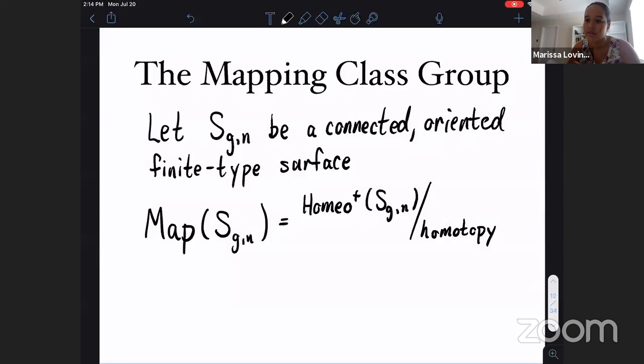Any other questions about this? Okay, one thing to note is that since I'm defining this for a surface with punctures, when I talk about the orientation preserving homeomorphisms, I want the ones that fix setwise the collection of punctures. They preserve the punctures. Okay, so this is my definition of the mapping class group.